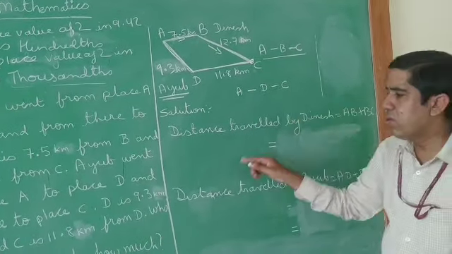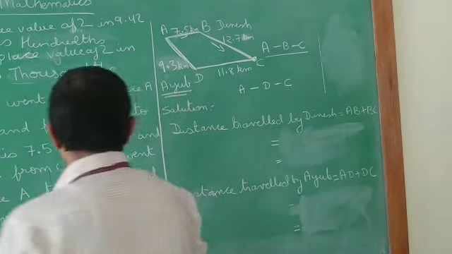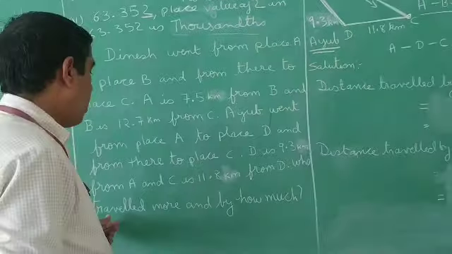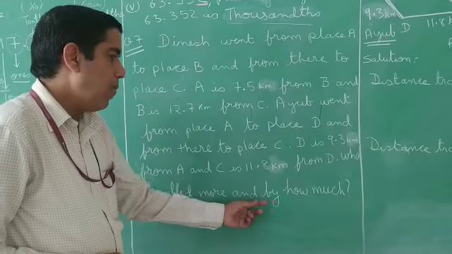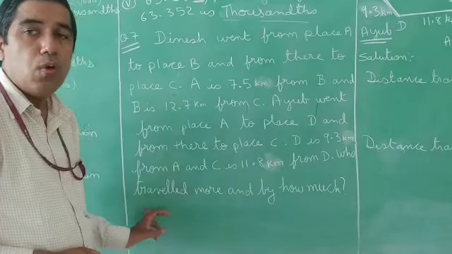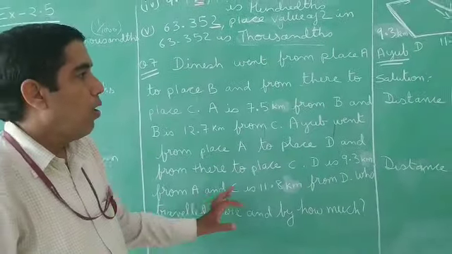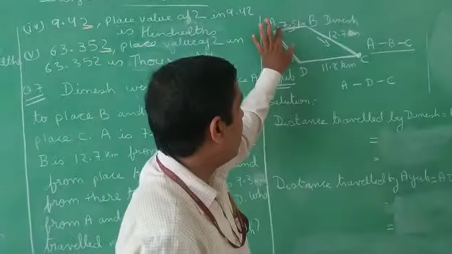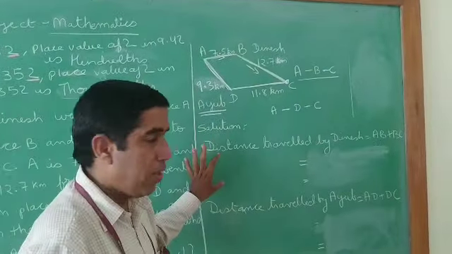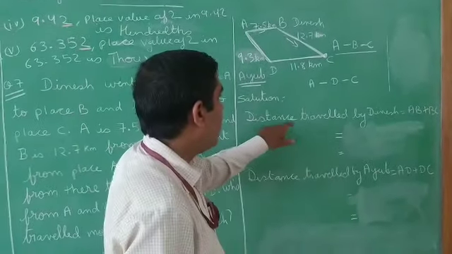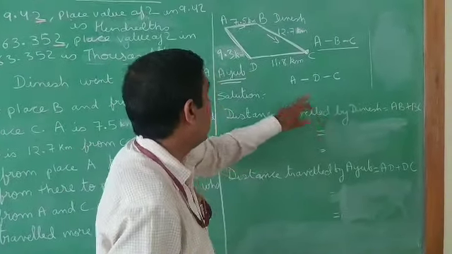Now, what is the question? The question is asked here like this: who traveled more and by how much? You have to find out who traveled more and by how much. So we have to find the total distance from A to C in both ways. First, I am finding the distance traveled by Dinesh.